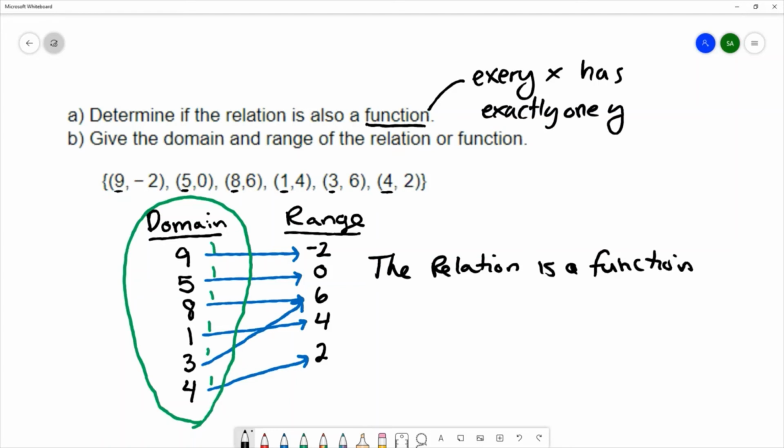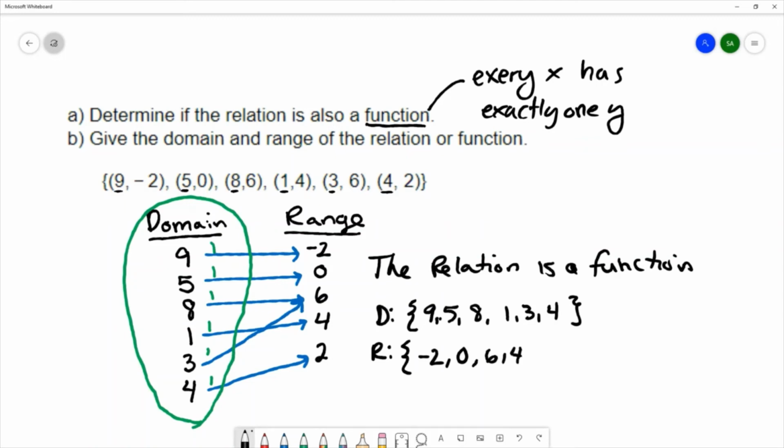And then we want to state the domain and range. We're going to use our curly braces to list the items in the domain. That's 9, 5, 8, 1, 3, 4. We separate those items by commas. For the range, we'll also use the curly braces: -2, 0, 6, 4. Remember, we don't write the 6 a second time. We just write it one time when you write it in the set. And we have our range.